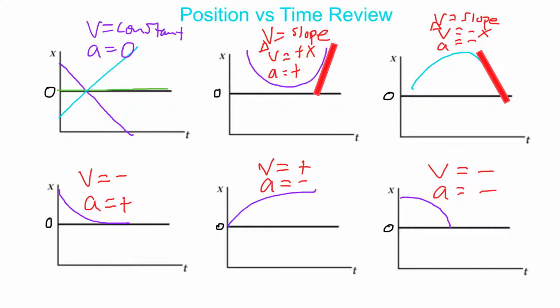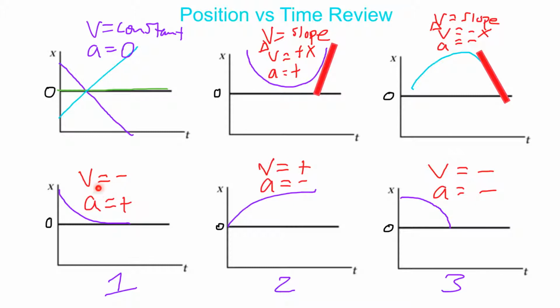Let's take a look at these bottom three graphs here again, and I'm just going to number these real quick. And let's see which graphs show the object speeding up and which graphs show the object slowing down. Let's see if you can figure that out. Pause the video if you need some time before I explain. Notice here in graph 1 that the sign of the velocity and the acceleration are opposite of each other. That means that the object is slowing down.